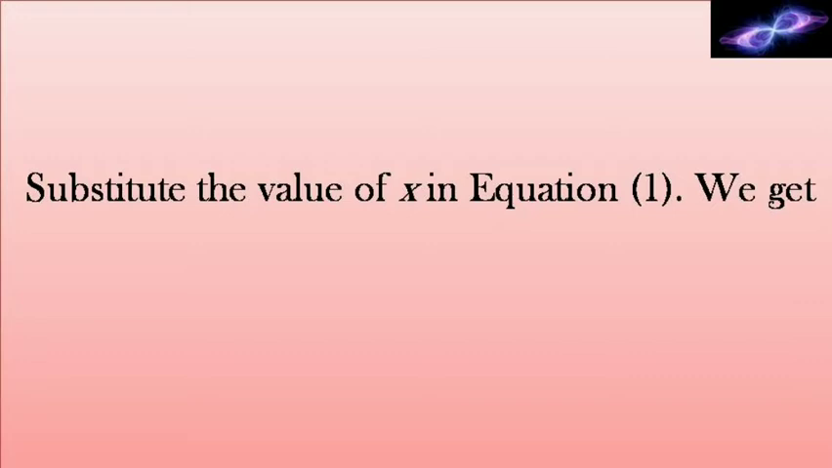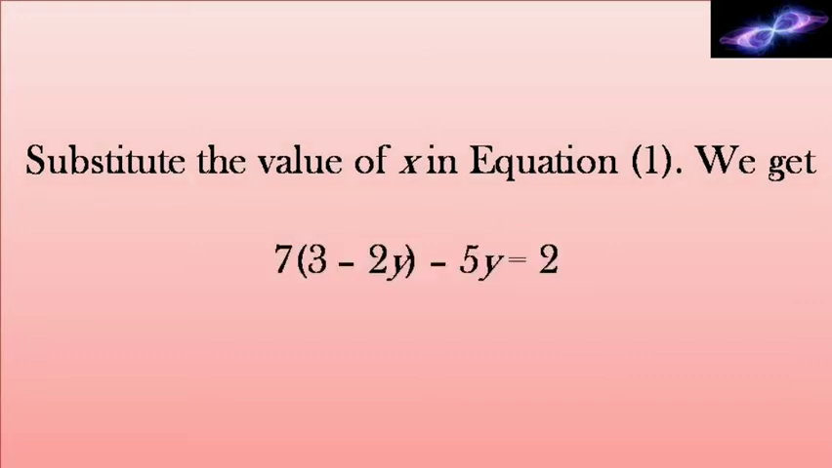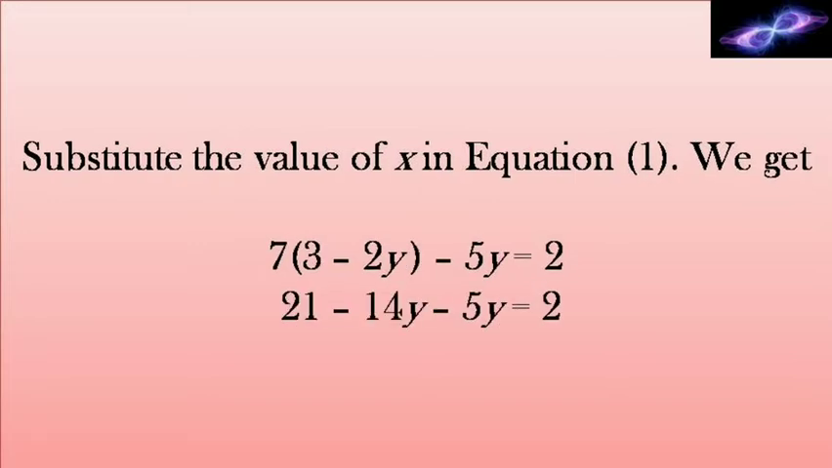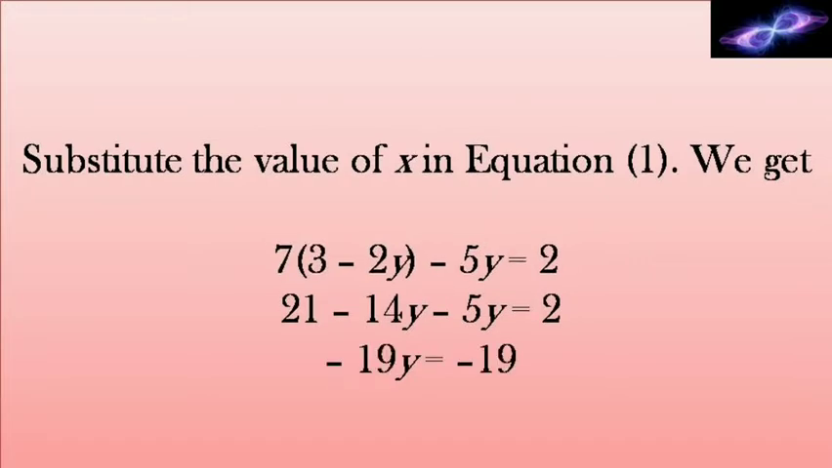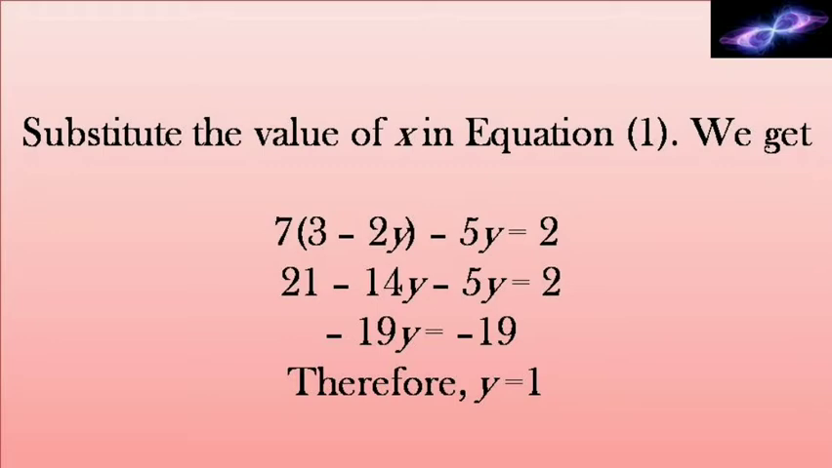We would get 7 times (3 minus 2y), and minus 5y comes as such, equals 2. Simplification would be 21, 7 into minus 2y would make it minus 14y, then minus 5y equals 2. Next step is variables put together, which is minus 19y equals minus 19. Constant 21 is taken to the other end. So y becomes minus 19 by minus 19, which would be positive 1.